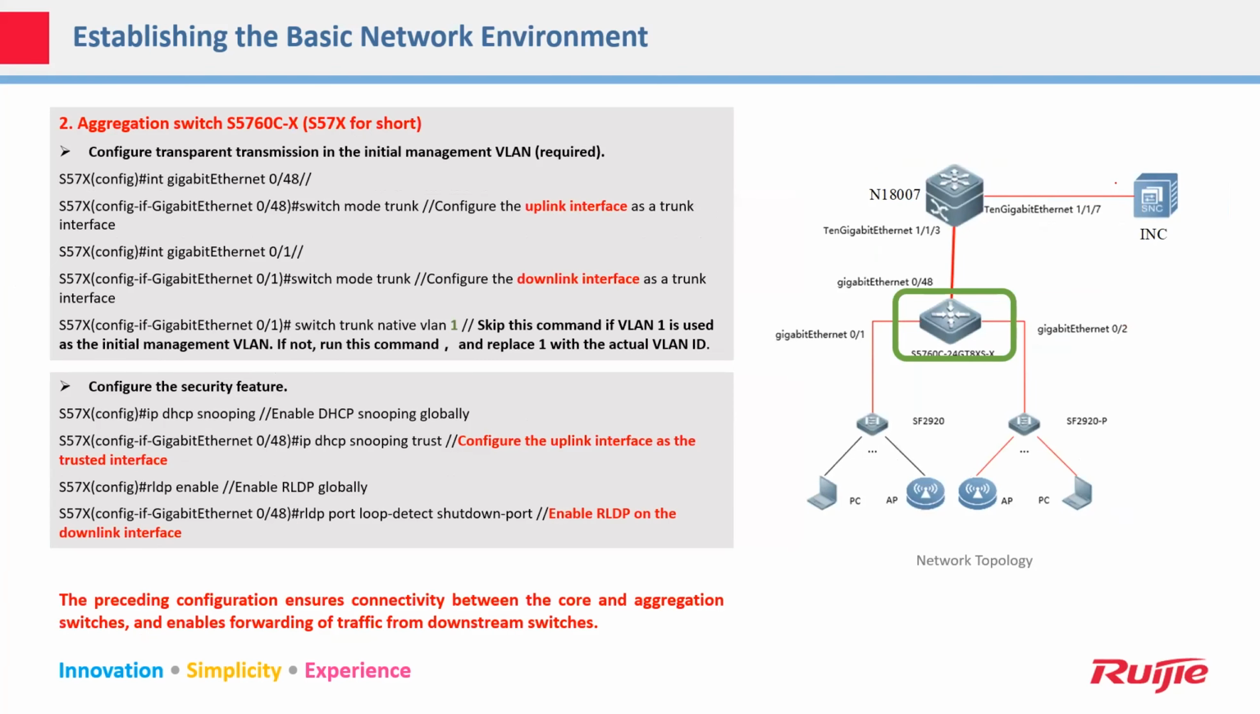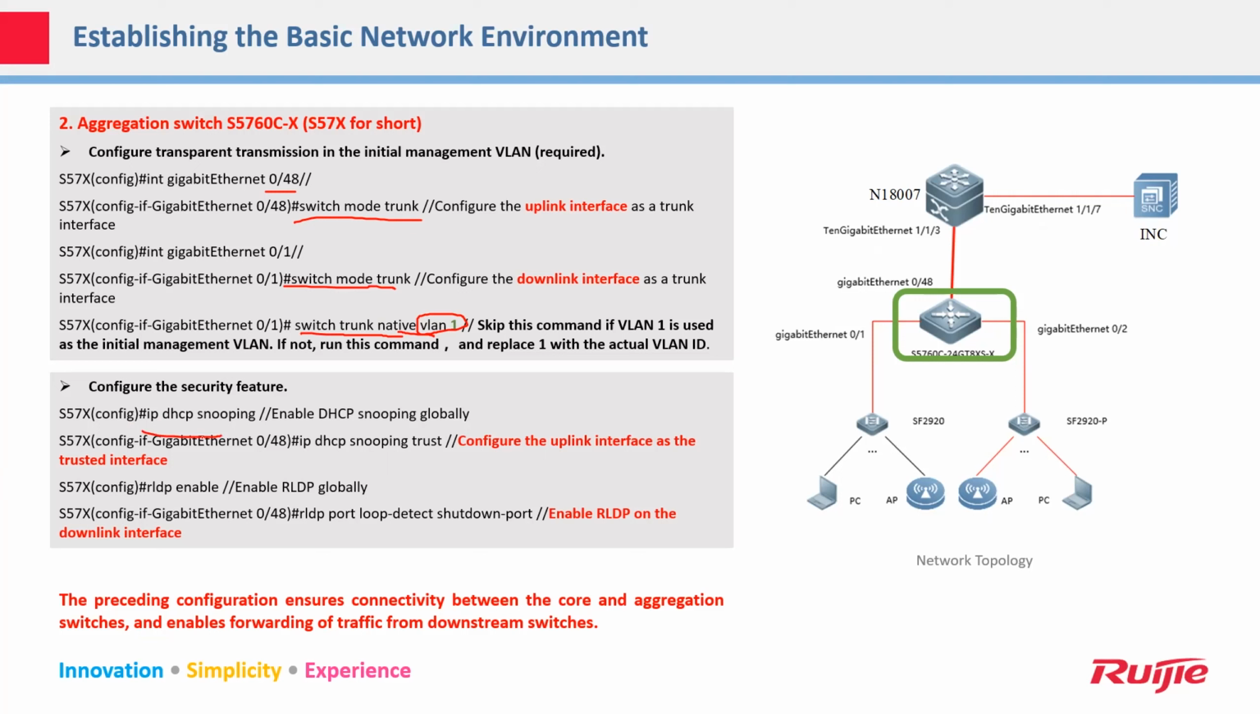Okay, and for the aggregation switch, let's see the configuration. Interface 0/48 is the upstream device, switch mode trunk. And the native VLAN is VLAN 1. If you use other VLANs, you can set it to VLAN 2, VLAN 3, VLAN 4. The VLAN ID here is the management VLAN. And you should also enable DHCP snooping.